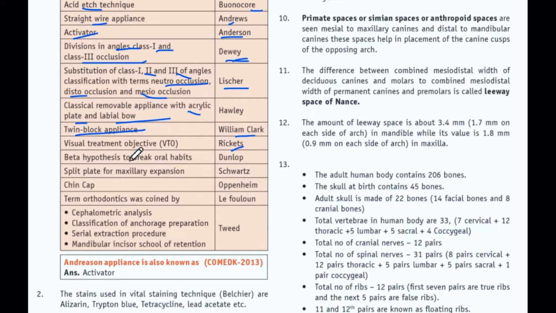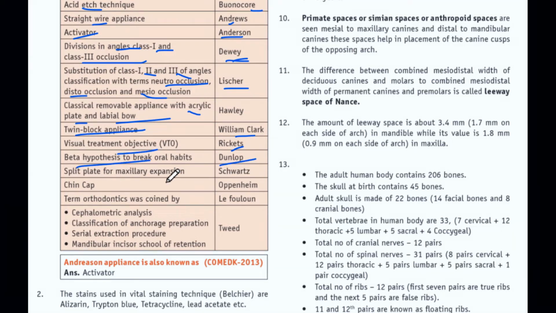Then there's Ricketts, who introduced visual treatment objective. In this particular technique, patient is asked to advance the mandible forward and his profile is looked for any improvement. Based on these results, the particular treatment has been provided.